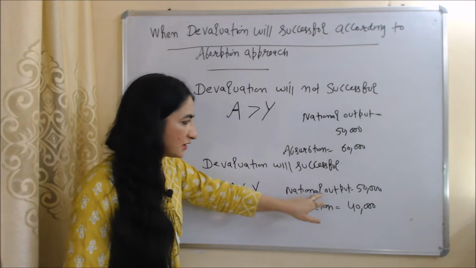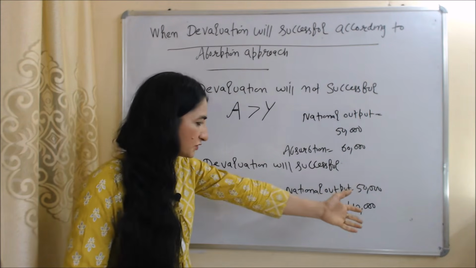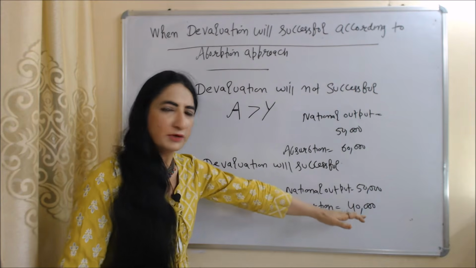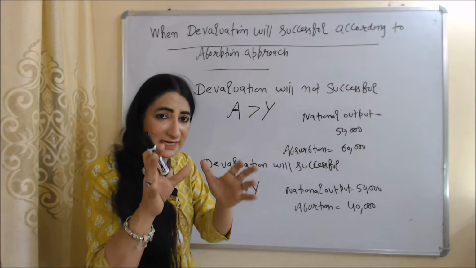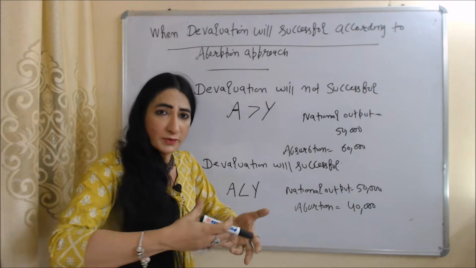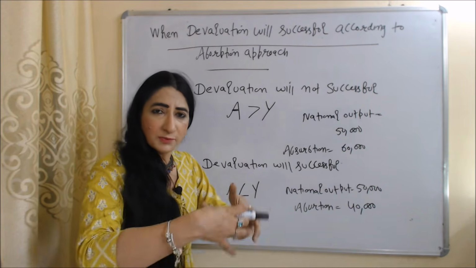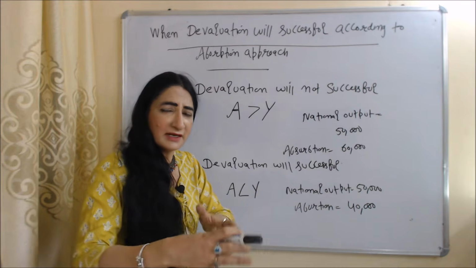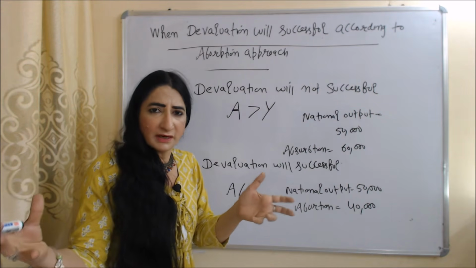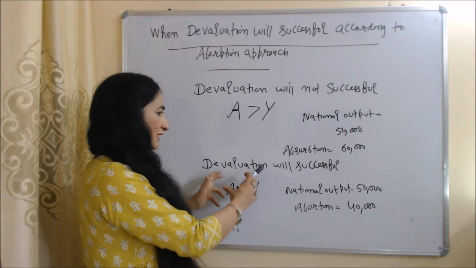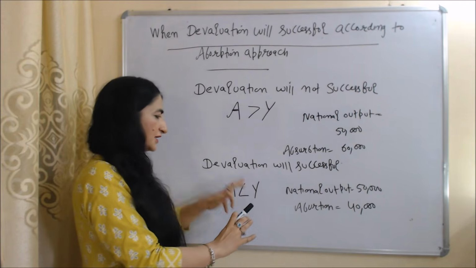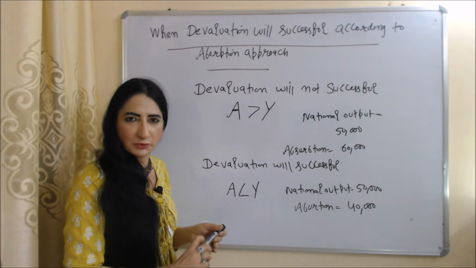For example, national output is equal to 50,000 and our absorption is equal to 40,000. In this case, we have 10,000 products in surplus. So we can export these 10,000 products. As a result, our export will increase more than import and eventually our balance of trade will become a surplus. So we can say devaluation will be successful if our national output is more than absorption.